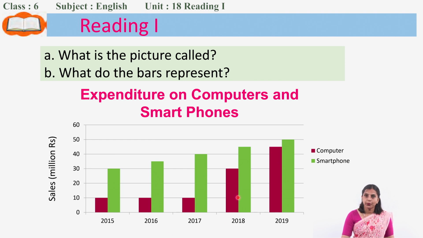But you see the computer, the slow riser, isn't it? For the first 3 years, it remained constant. There was no increment in the expenditure. But for the last 2 years, it suddenly rose up. The expenditure, you see, from 10 million, it became how much? 30. And from 30 again, how much? Yes, 45. So was there steady progress? No, it wasn't. It suddenly rose up. Yeah, that is called dramatically.